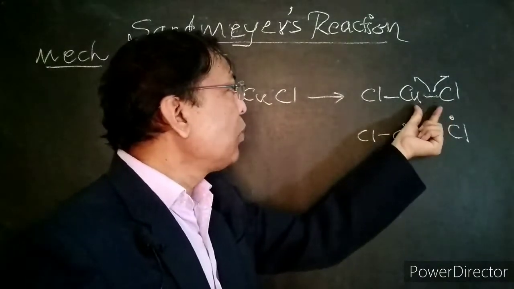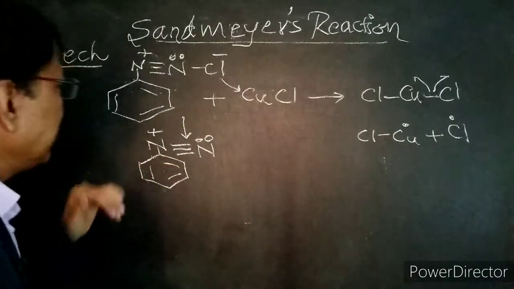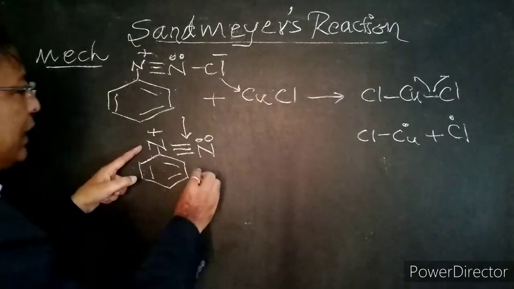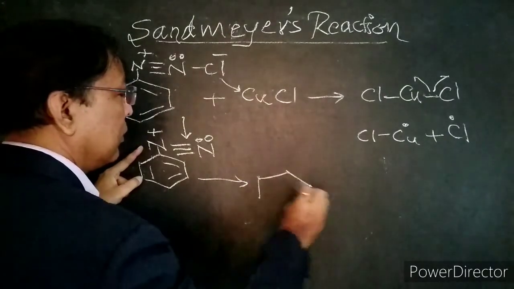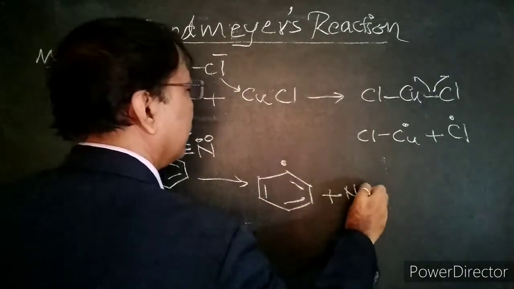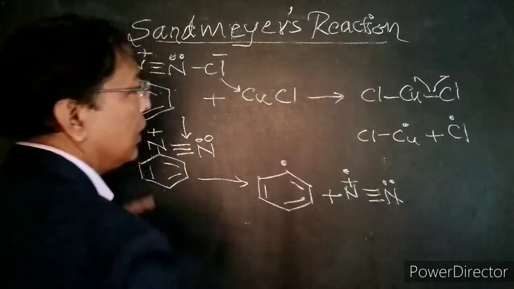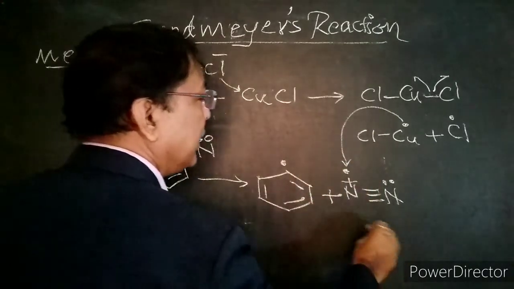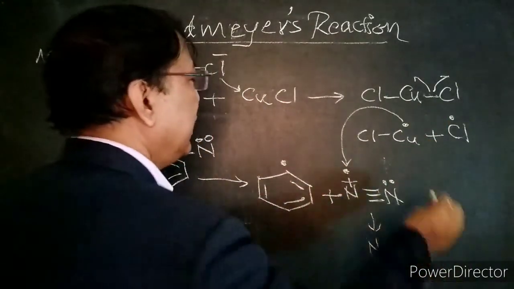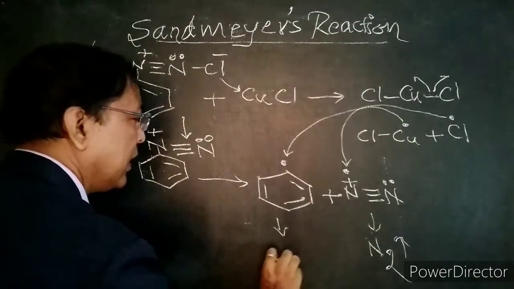In second step, this single bond between copper and chlorine undergoes homolytic, that is symmetrical breaking, and it produces two free radicals. At the same time, this benzene and nitrogen bond also undergoes symmetrical breaking and it produces two free radicals. Benzene free radical, and here we have another free radical like this. This copper gives one electron to this and it is now converted into nitrogen gas. And this chlorine free radical shares its electron to this benzene free radical and we get chlorobenzene.